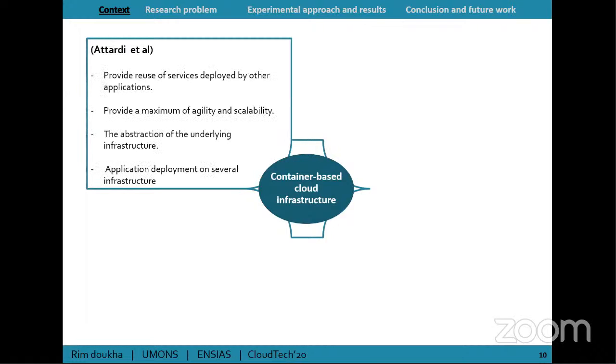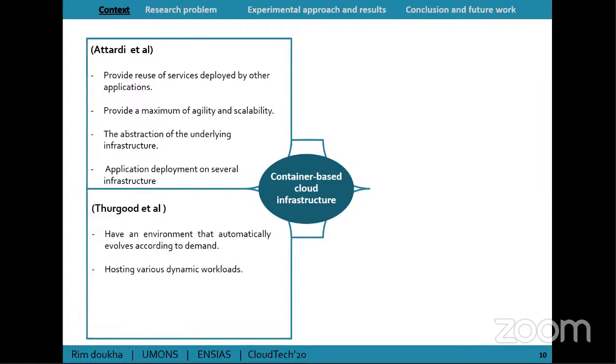For the first, their goal is to provide the reuse of free services deployed by other applications, provide a maximum of agility and scalability, doing the abstraction of the underlying infrastructure, and having the ability to deploy the application on several infrastructures. For the second paper, their main goal is having an environment that automatically evolves according to the need and hosting various dynamic workloads.